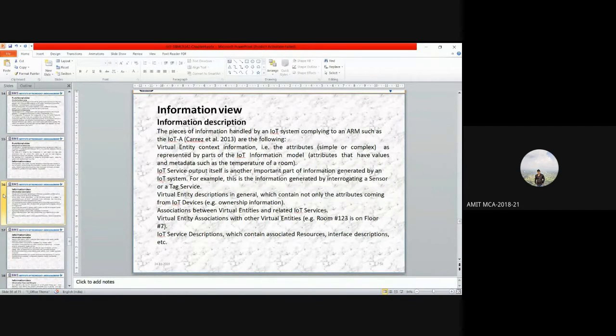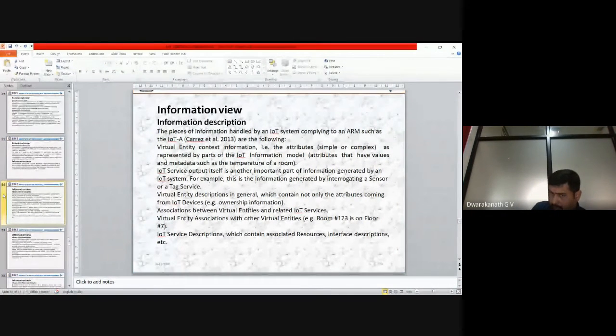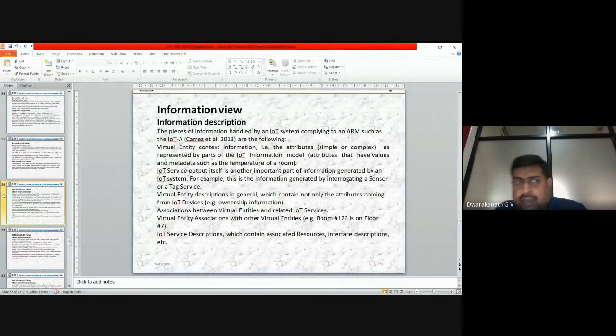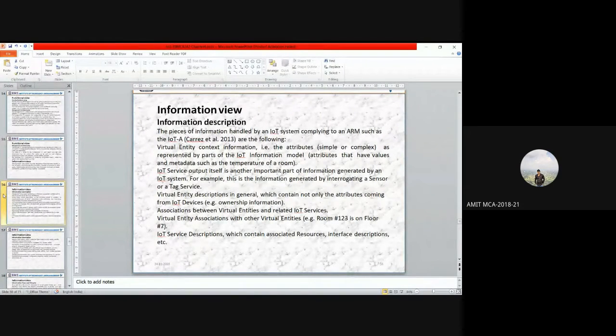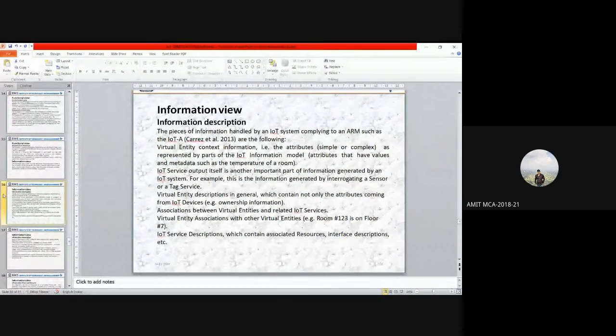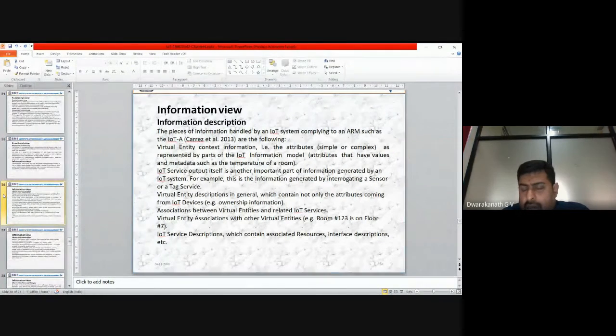MQ135, sir. Air quality, sir. MQ135. What is MQ135? Which types of gases will it smell? Many gases, sir, just like carbon monoxide, carbon dioxide, and alcohol also, sir. Smoke also. Yeah, good. So what he told is correct.